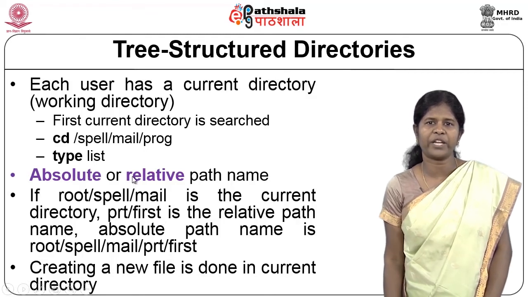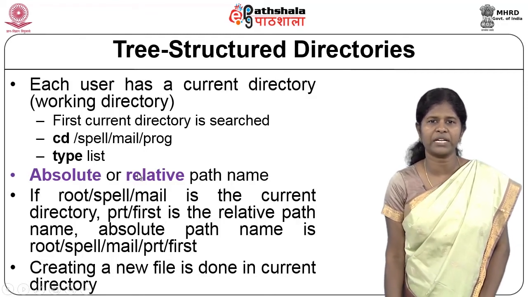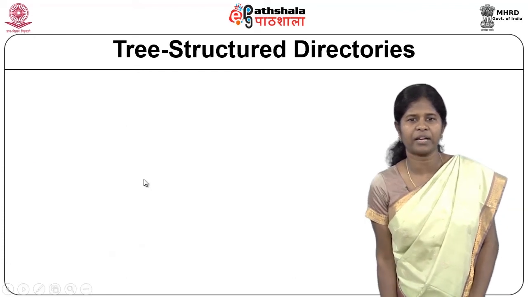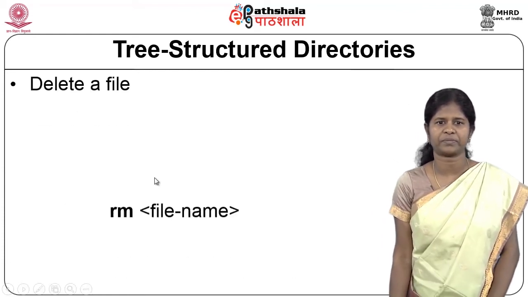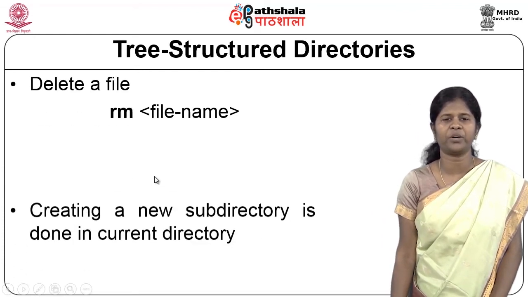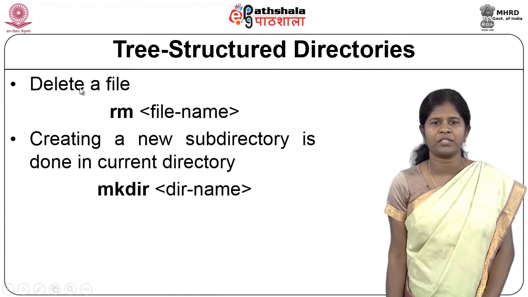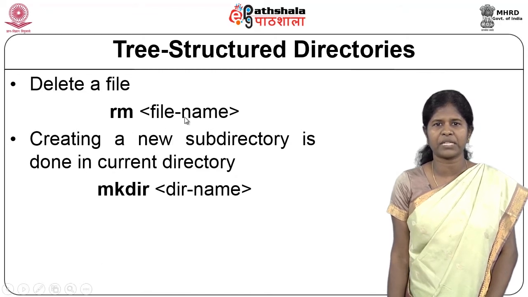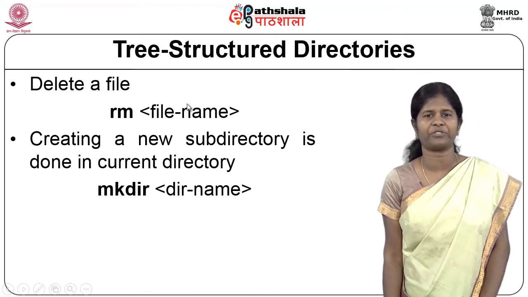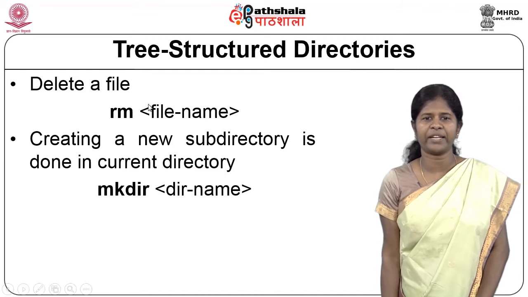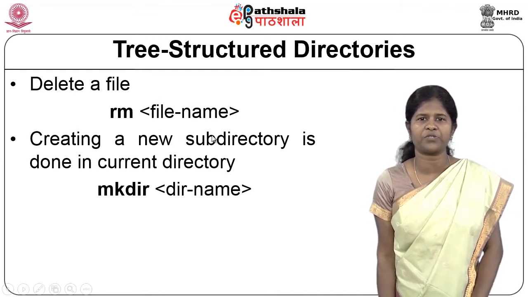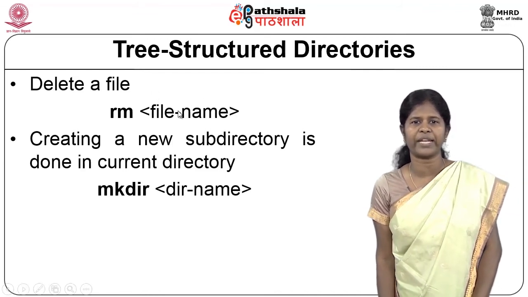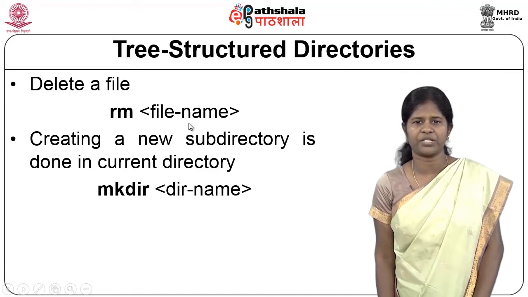Always, when a file is newly created, it is created in the current directory. Now, what happens when you delete a file? Deleting a file can be done using the rm command in Unix, rm followed by the name of the file to be deleted. Generally, this file name will be searched for in the current directory, and you will try to delete the file name from the current directory.